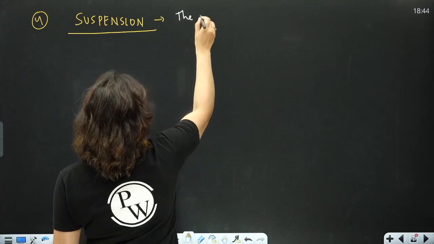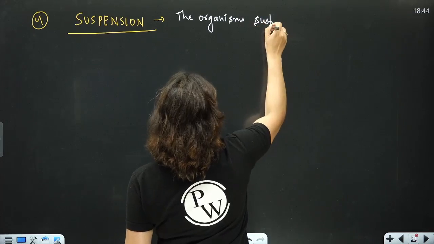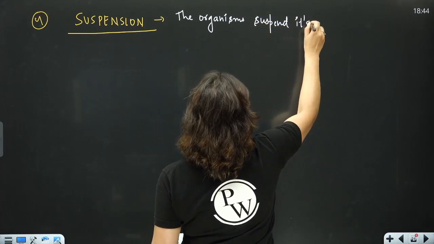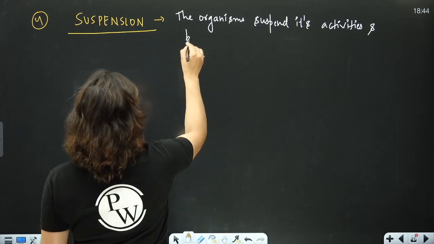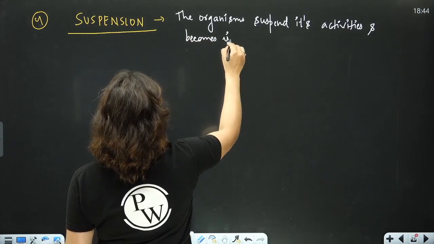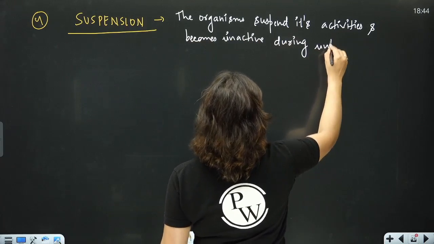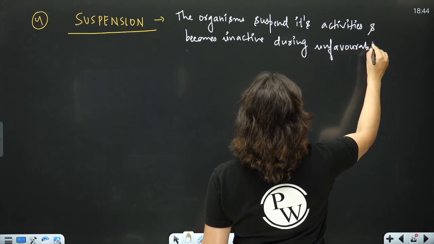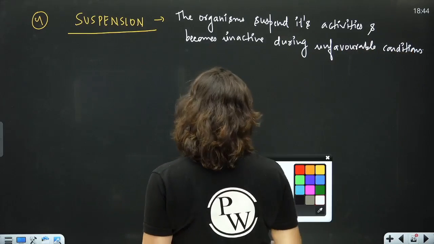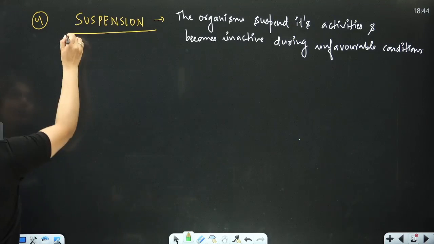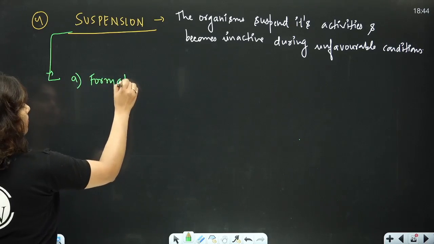So suspension is when the organism suspends its activities and becomes inactive during unfavorable conditions. Okay. Now, what are the examples of suspension? We can take the example of formation of thick-walled spores.